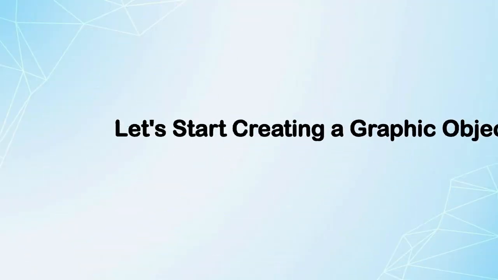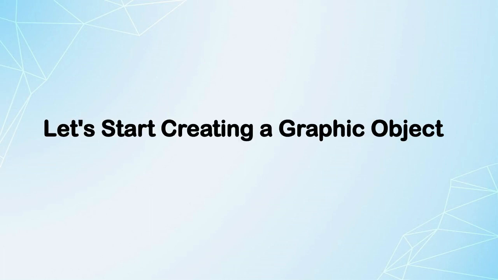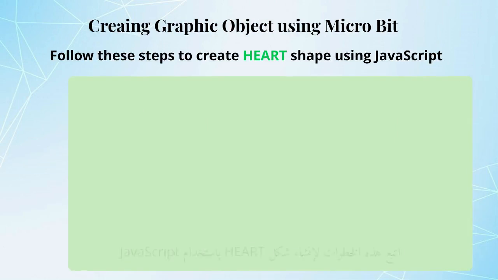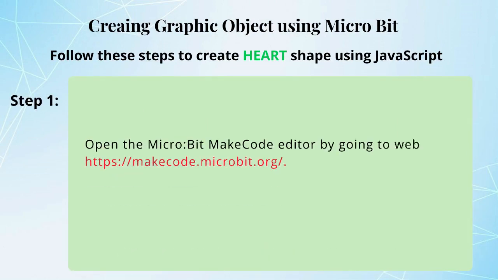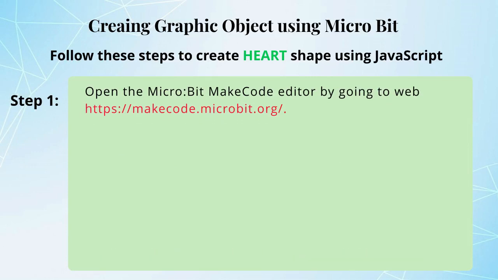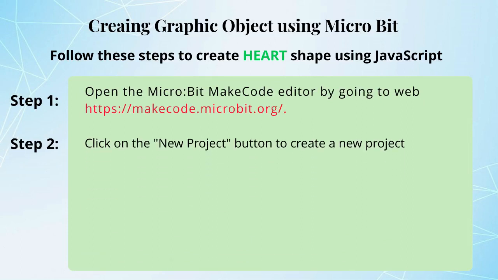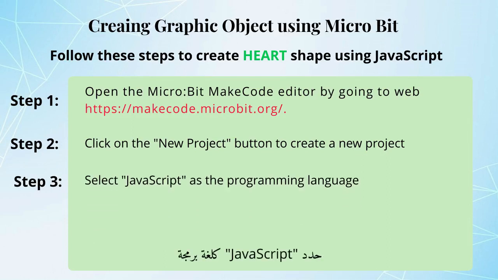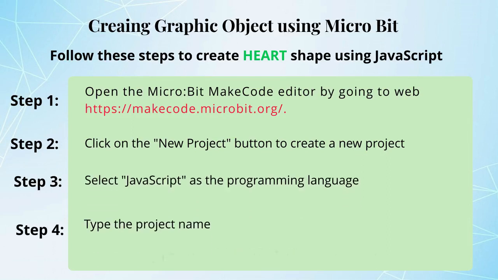Let's move on and start creating a graphic object. Creating a graphic object using microbit. Follow these steps to create a heart shape using JavaScript. Step 1. Open the microbit MakeCode editor by visiting the MakeCode microbit.org website. Step 2. After visiting the website, click on the New Project button to create a new project. Step 3. Select JavaScript as the programming language. Step 4. Type the project name.